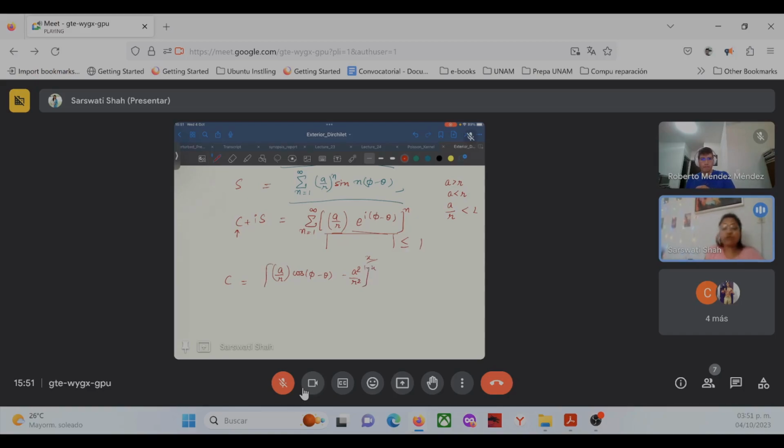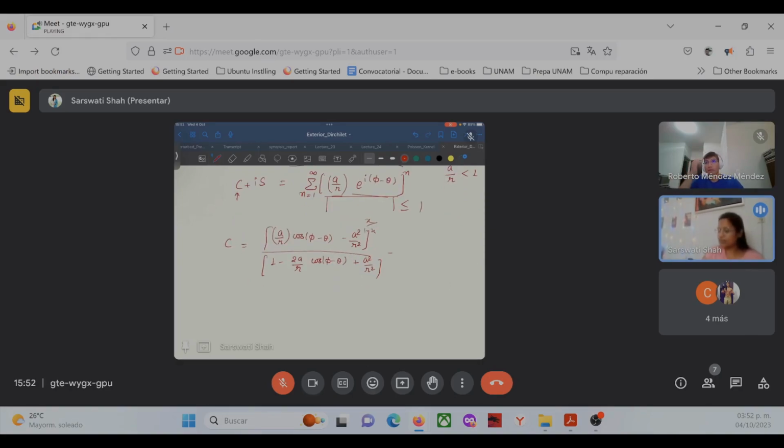I have solved one of your assignment problems, because in the assignment I asked you to write the Poisson kernel for the exterior of a circle. So you are done. You don't need to solve it. You will just copy paste from here. So minus 2a over r cos of phi minus theta plus a square over r square. So this is your C, and this was your summation of n varying from 1 to infinity, a over r to the power n cos of n times phi minus theta. So we are able to write the closed form for this summation.